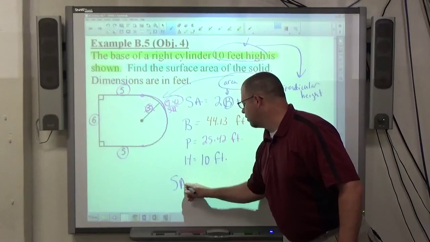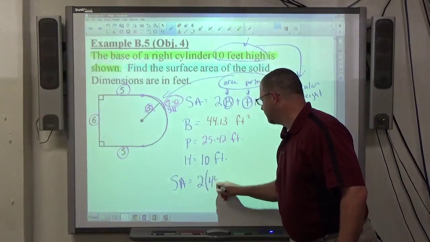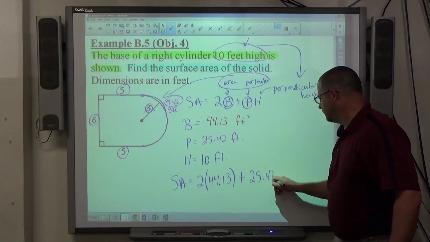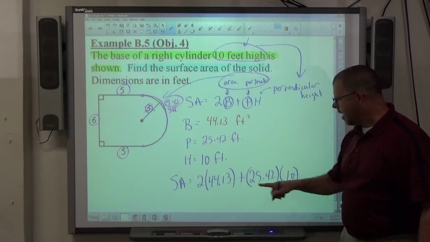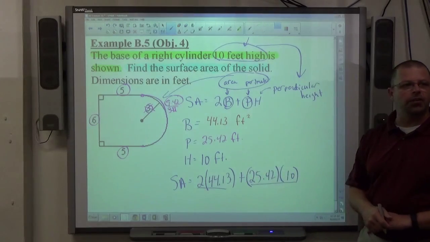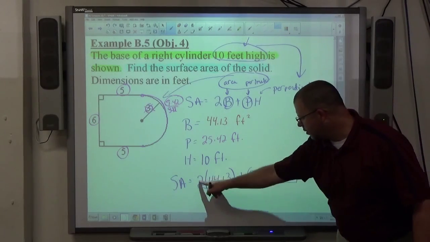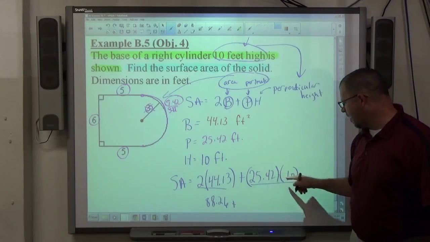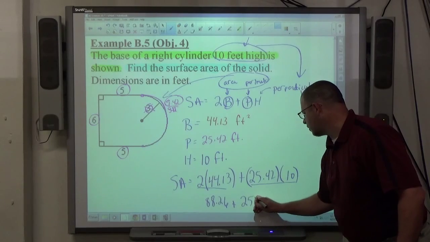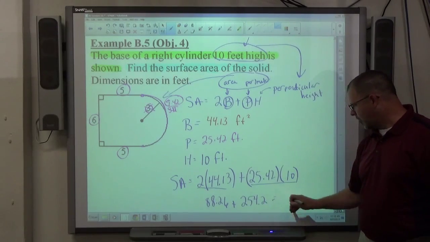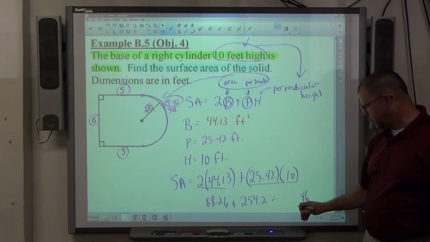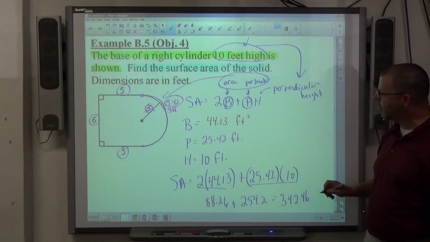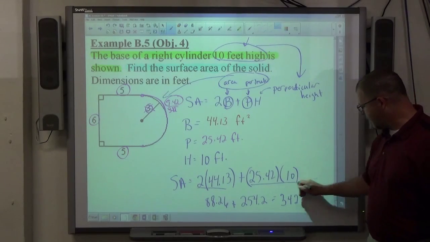Surface area equals 2 times B plus P times H. It's a multiplication and an addition, and you do it in that order. Multiply first. 2 times 44.13 is 88.26. 25.42 times 10 moves the decimal point 1 space to the right. Add those up, you get 342.46 square feet.